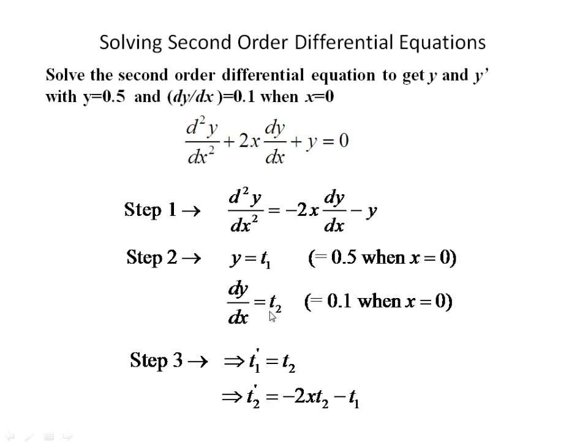if we take t2 prime, that is d2y by dx square, it is nothing but, from the first step, minus 2x into dy by dx, that is t2, minus y, that is t1. So in this way we can get the two first order linear differential equations. Now let's move on to the Scilab to solve these two differential equations.